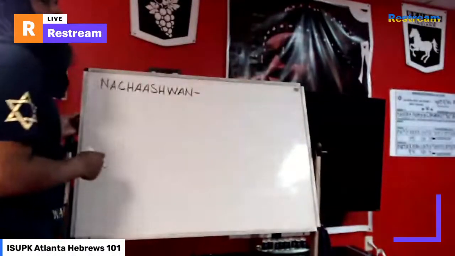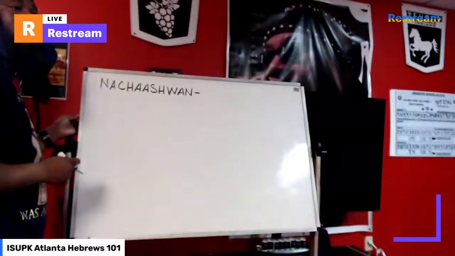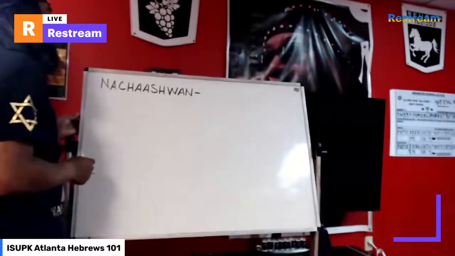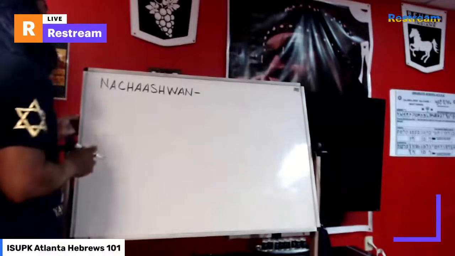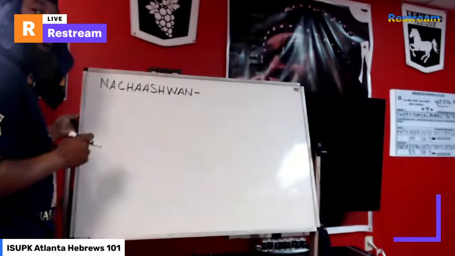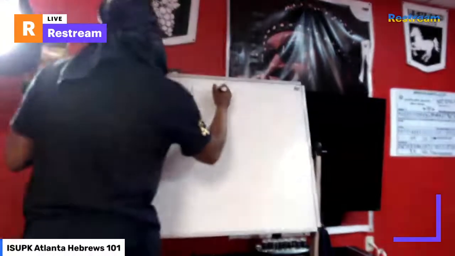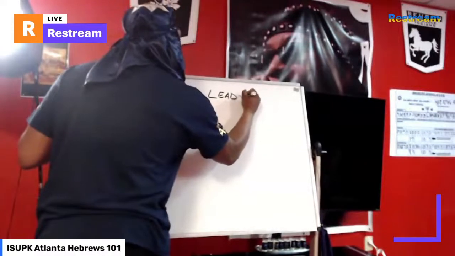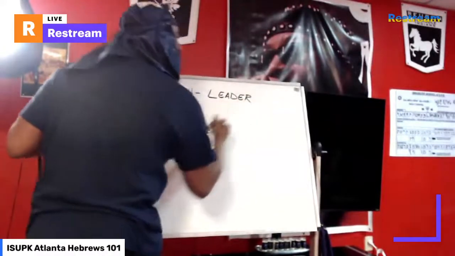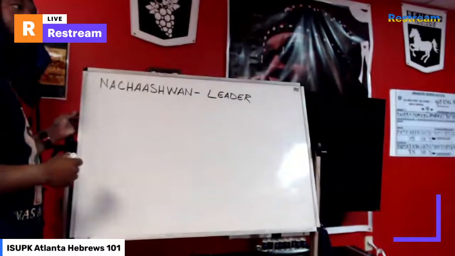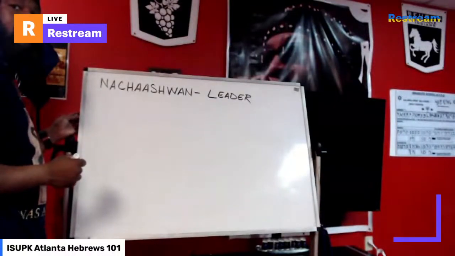Here we have Nakashwan. All right. Now, here's a good name here. Strong name. Nakashwan means leader. Right. Leader. All right. Very good.